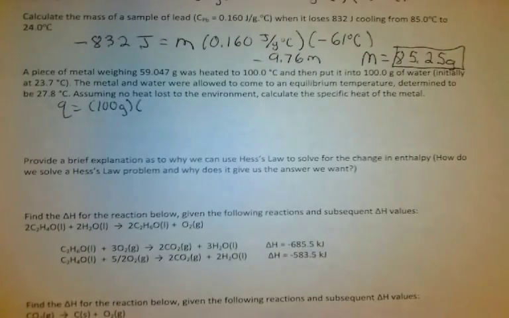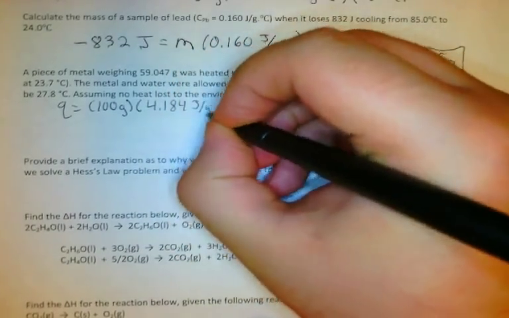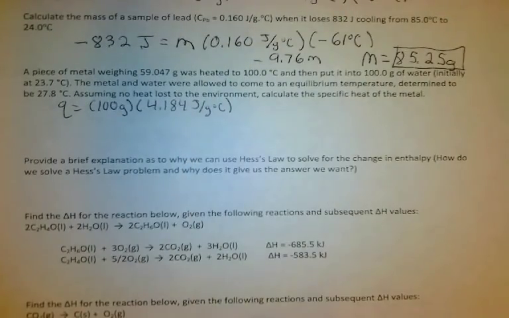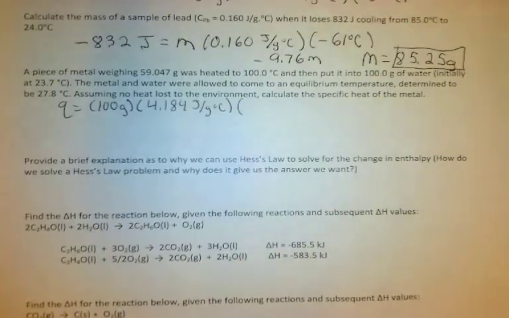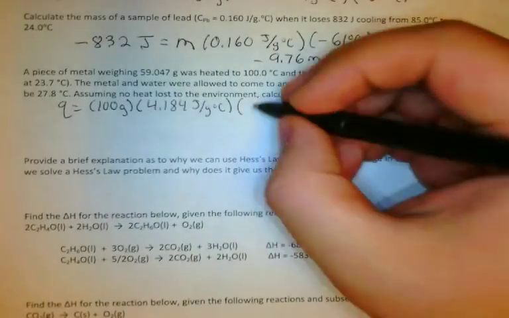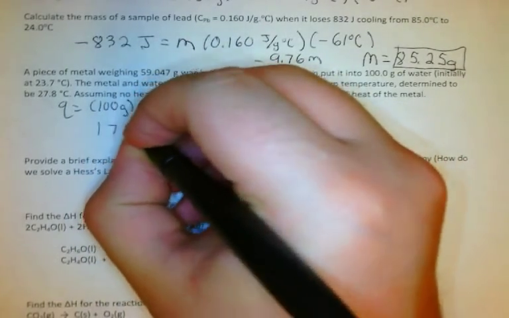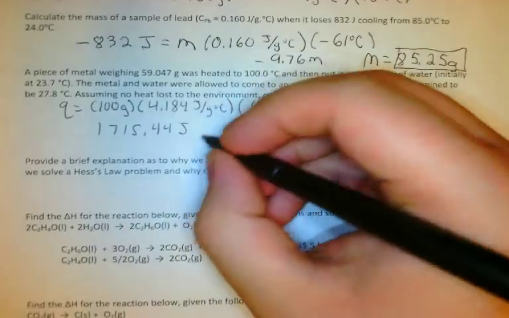This is a number you're supposed to memorize: 4.184 joules per gram degree Celsius. And then our temperature went from 23.7 to 27.8. So if I go 27.8 minus 23.7, I will get a change of 4.1. So 4.1 times 4.184 times 100 gives me 1,715.44 joules absorbed.